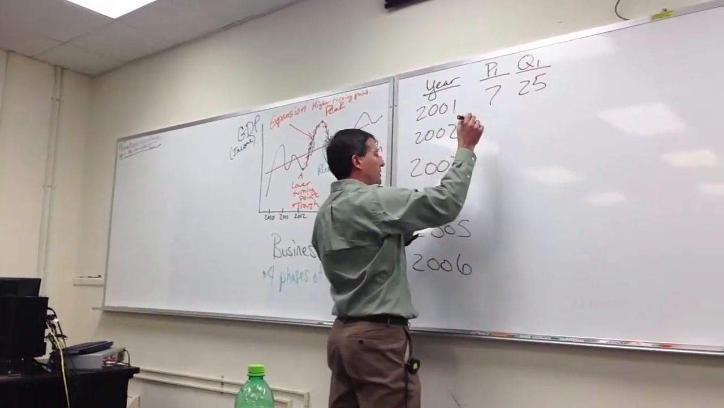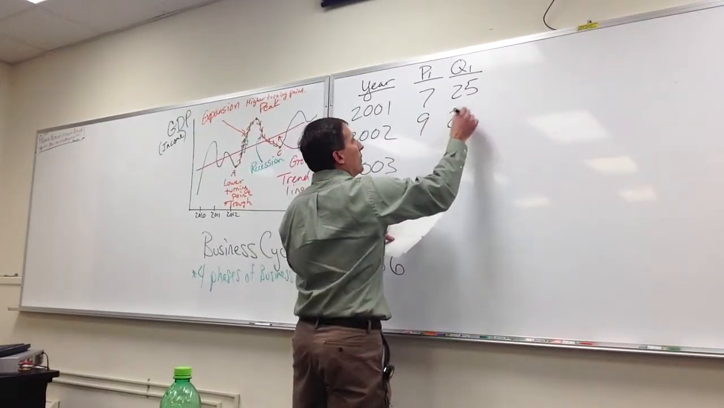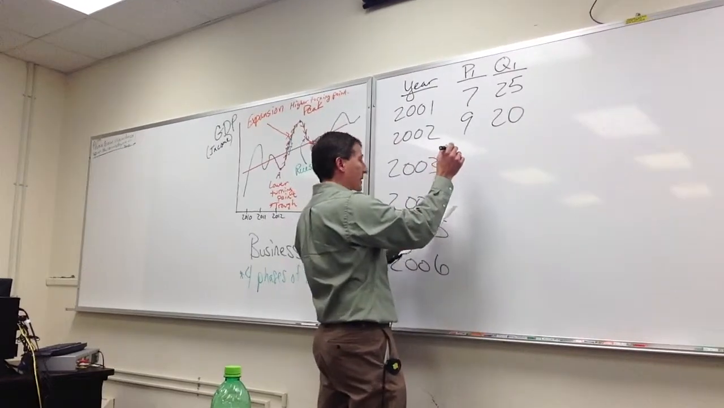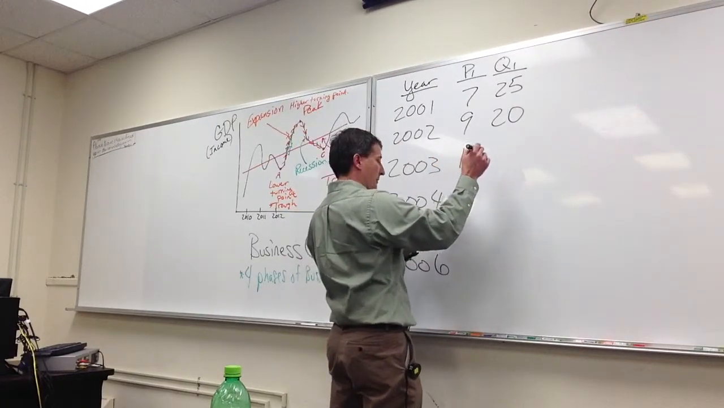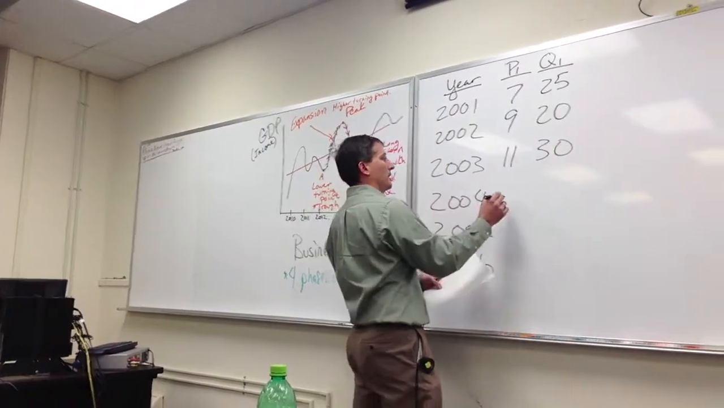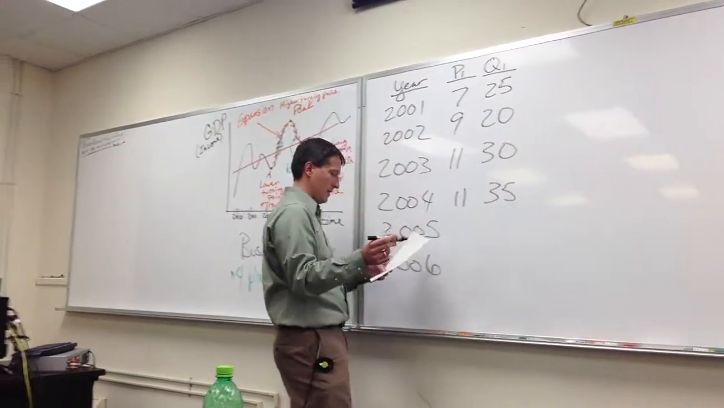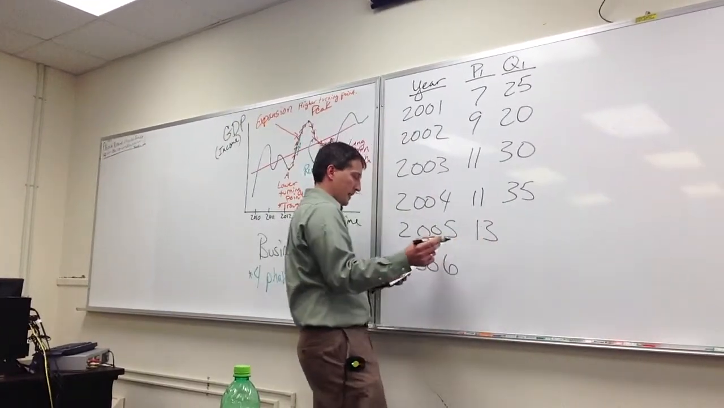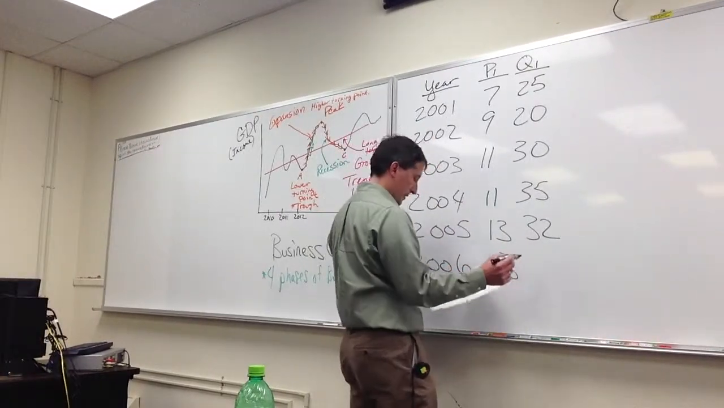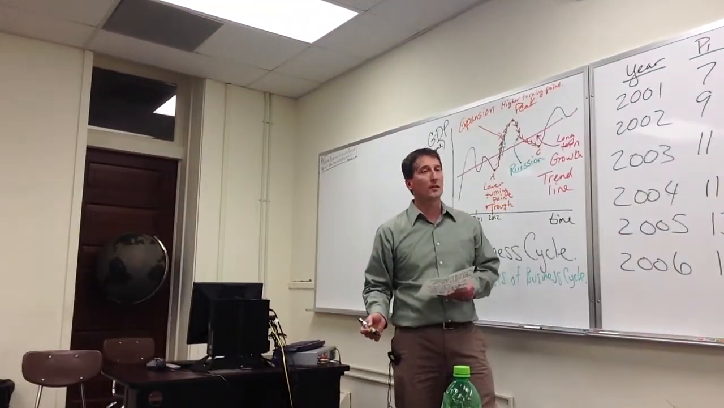In year 2, the price went up to 9, and the quantity fell to 20. In year 3, we went up to 11, and quantity went up to 30. In 2004, the price stayed at 11, quantity went up to 35. In 2005, we're at 13 and 32. In 2006, we stayed the same. We stayed flat with good 1.